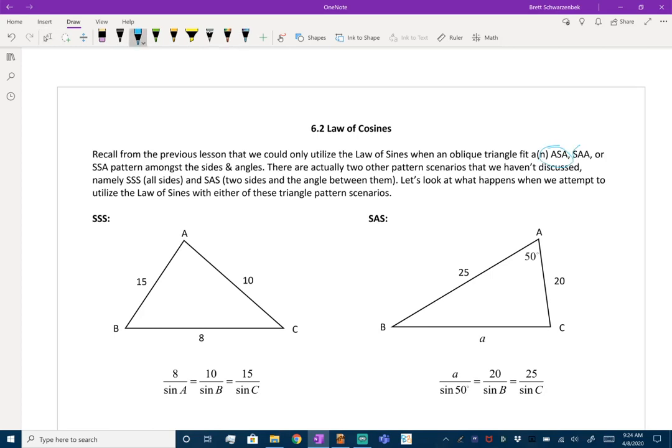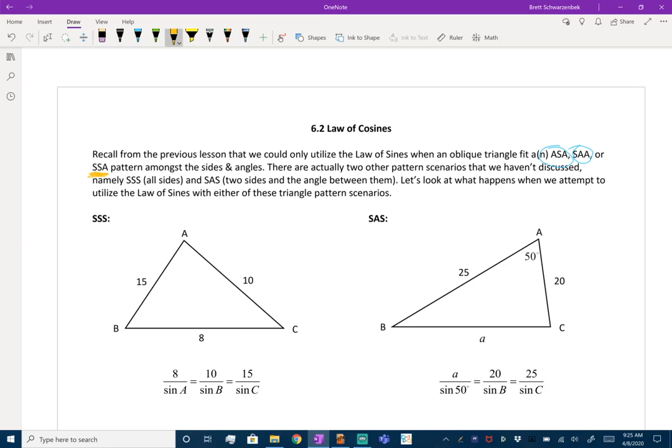The two primary ones we covered were ASA and SAA. If we could mark those patterns in an oblique triangle, we could use the law of sines. I also mentioned that this is another pattern that is possible. We just don't cover it. We're not going to cover it this semester because it's a little bit more complex.